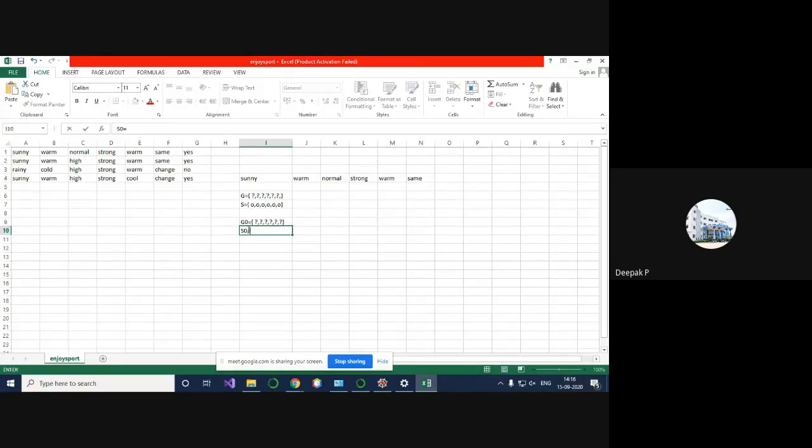So what happens to S naught? It is a positive data, so what should I do? I should apply the Find-S algorithm. What is the initial value in S? This is my first iteration. This is the default for the initial hypothesis, the initial value.